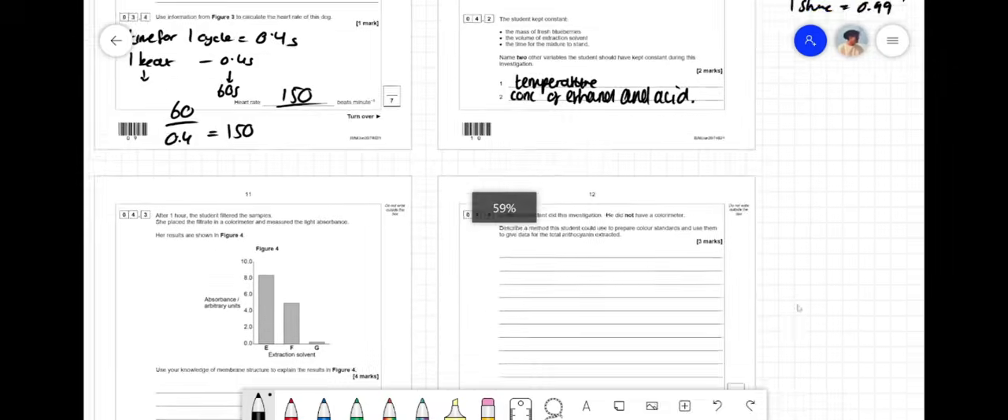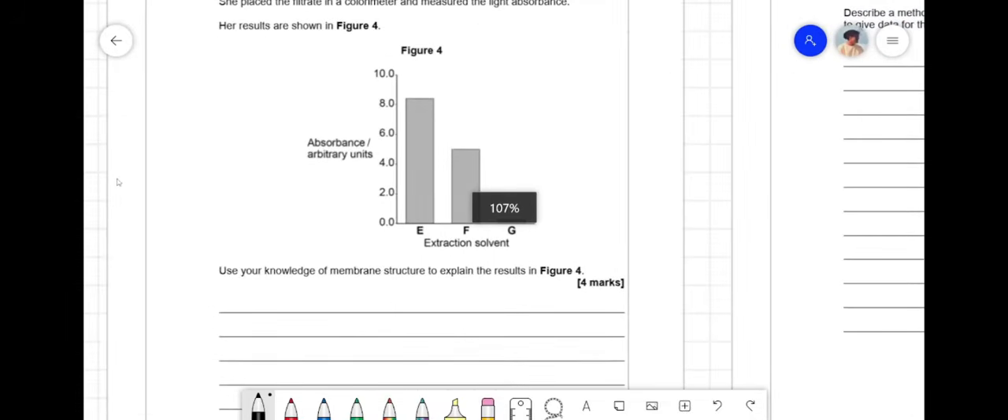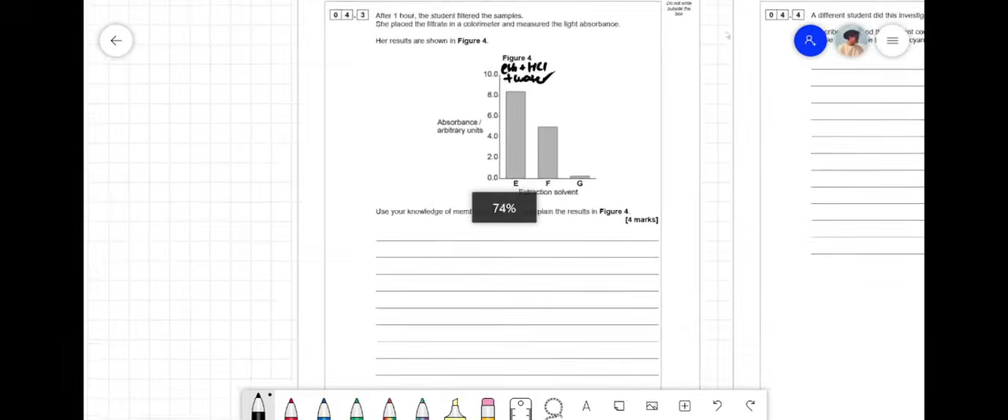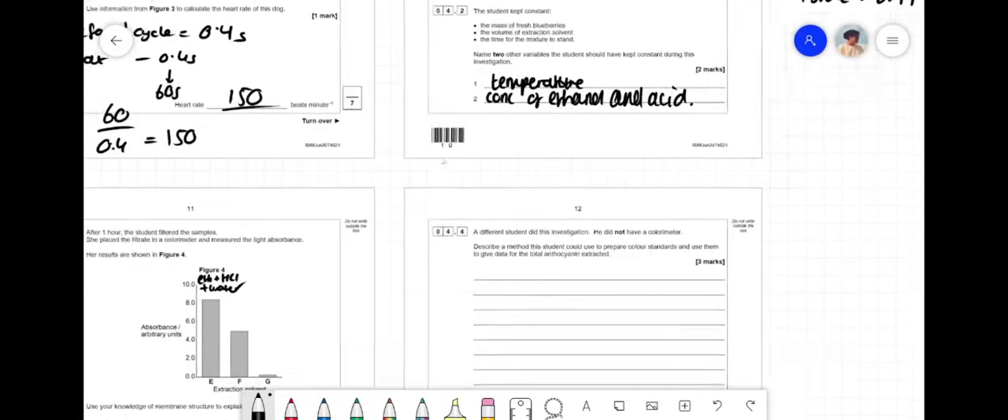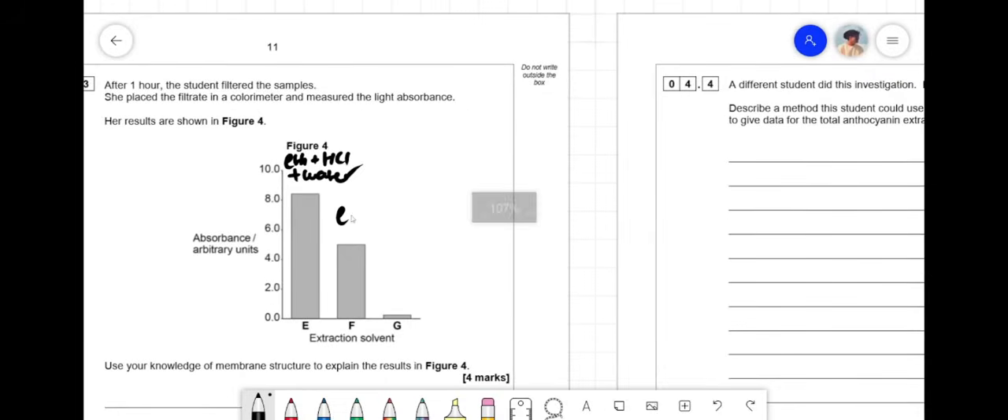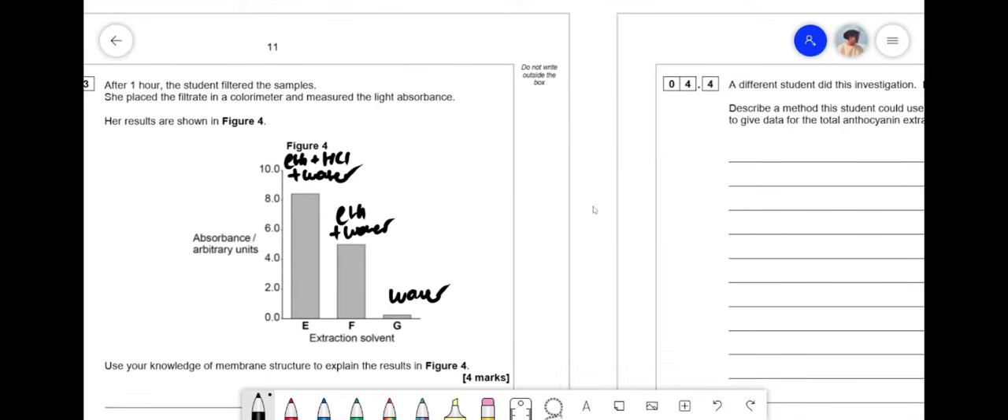So, okay, we got E, F, G. I'm just going to write down what E and F and G are. So E is ethanol plus acid plus water. F, I think, was just ethanol alone. Yeah, well, I'm sorry, ethanol and water. So ethanol plus water, and then G was just water alone. So we need to explain what's going on here.